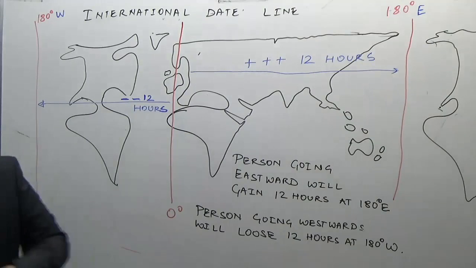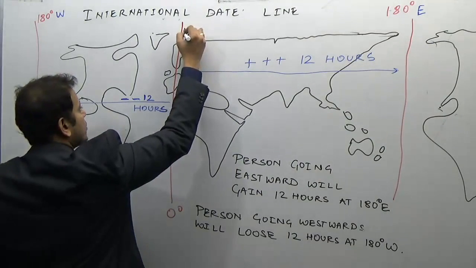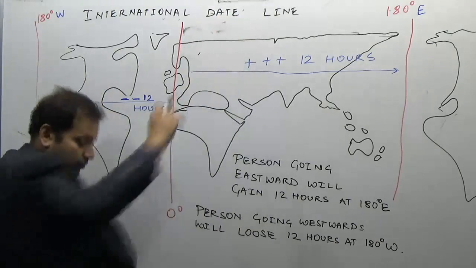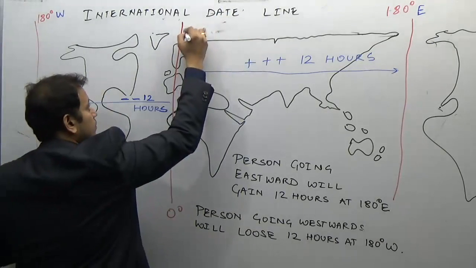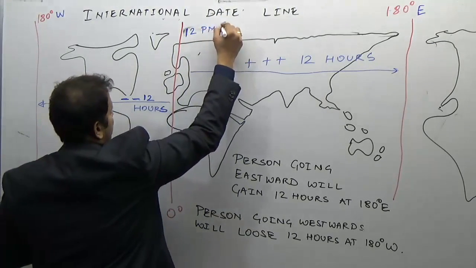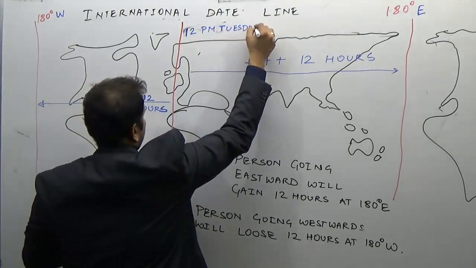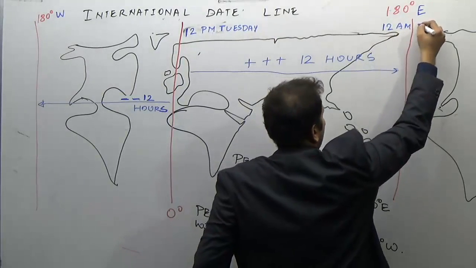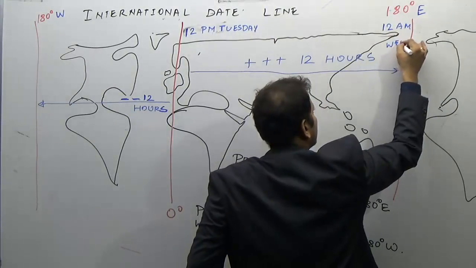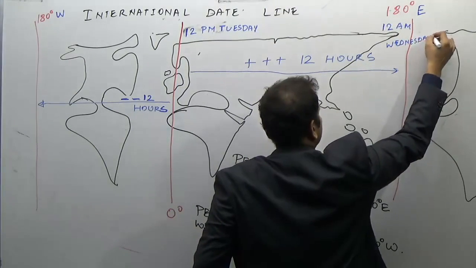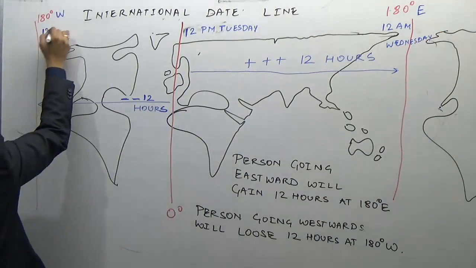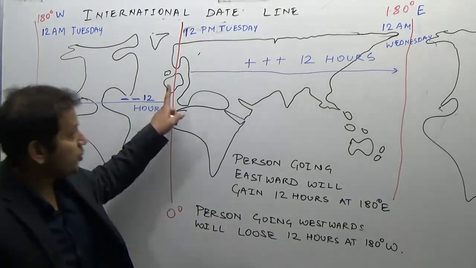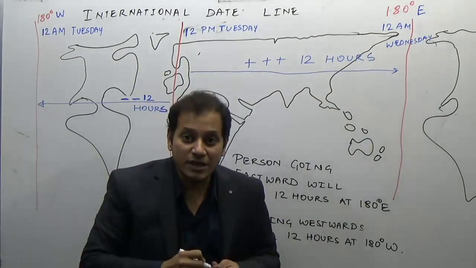So if it is 12 p.m. here, Tuesday, what will be the time here? After 12 hours, it will be 12 at night, that is AM, Wednesday. While what will be the time here? 12 AM, Tuesday. Means Tuesday night, Tuesday afternoon, Wednesday night. At 12 o'clock we change our date. So this will be the difference.